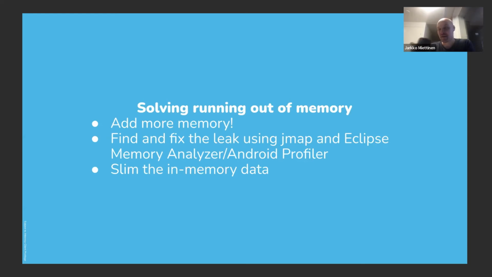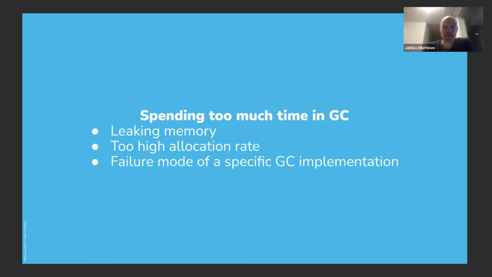And depending on your situation, you might want to choose one or more of those. Then there's the other case where we might not be running out of memory as such, but we are using too much time in garbage collection. So instead of running the program code, we are running garbage collection. We are running garbage collection too often.